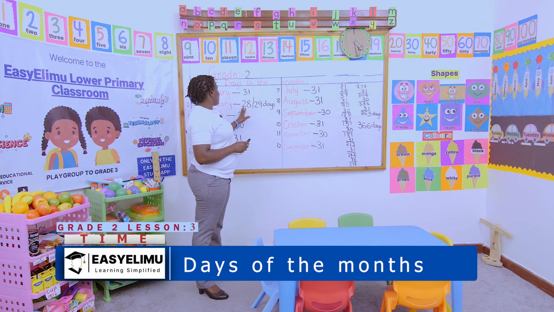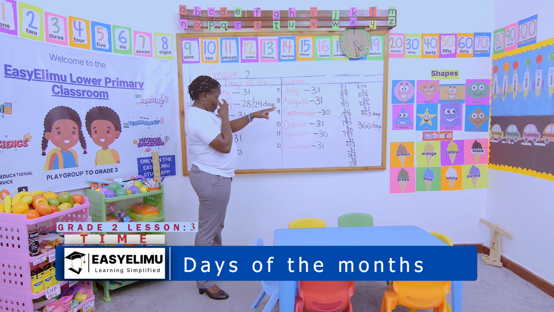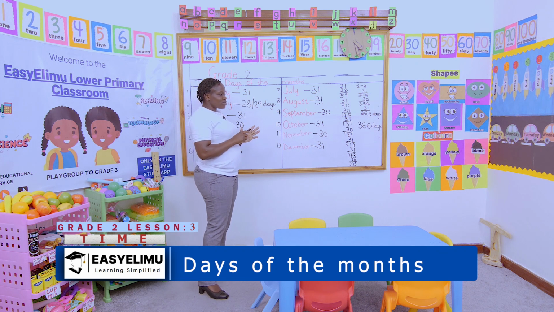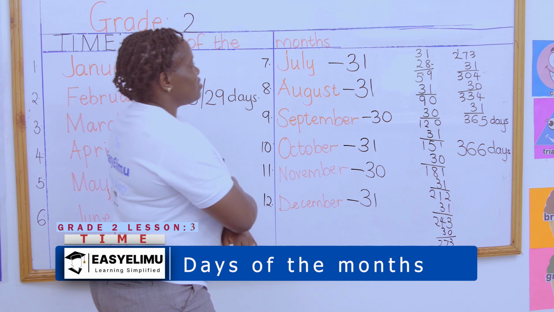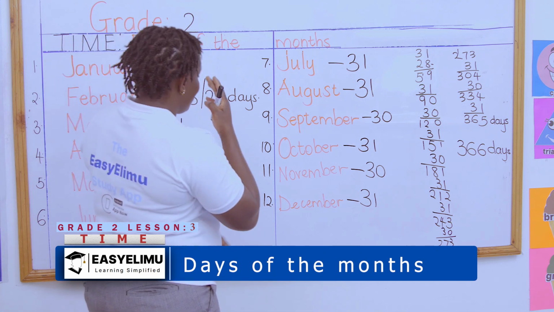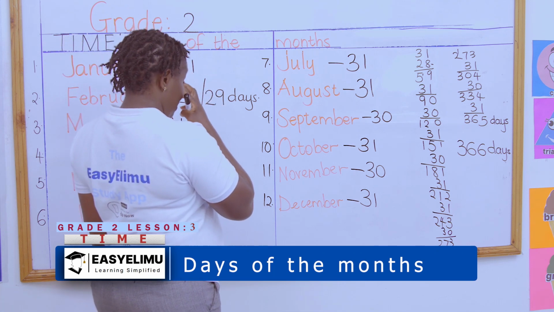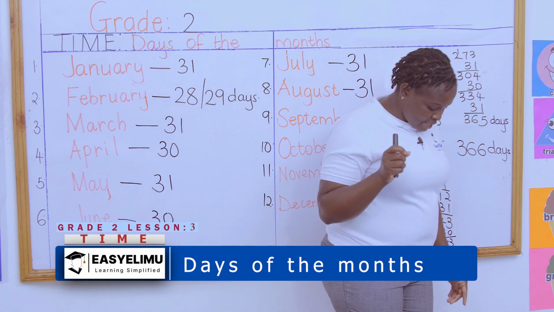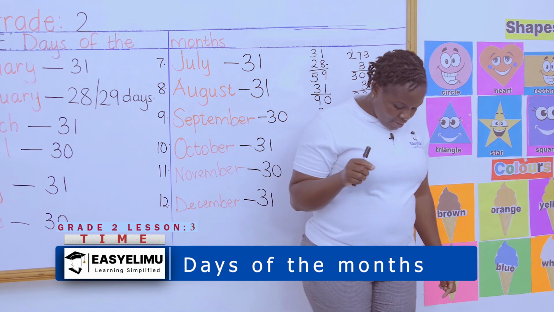Why? It depends on the year. Does the month of February have 28 days? If it has 28 days, it will be 365. But if it has 29 days, it means it has 366 days. So for us to say we have covered a year, how many days will you have covered? We will have covered 365 or 366 days depending on the year.